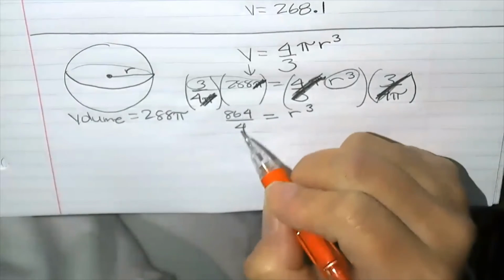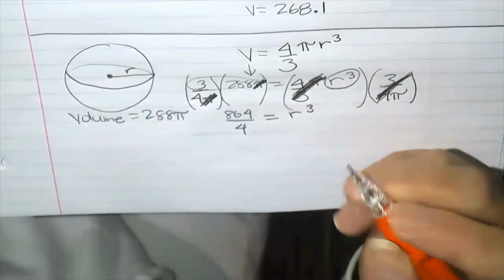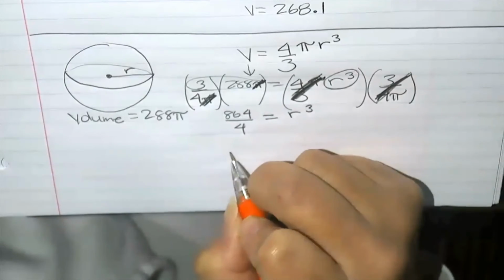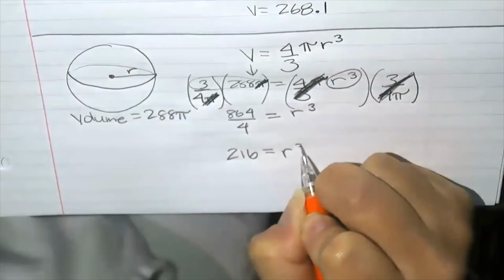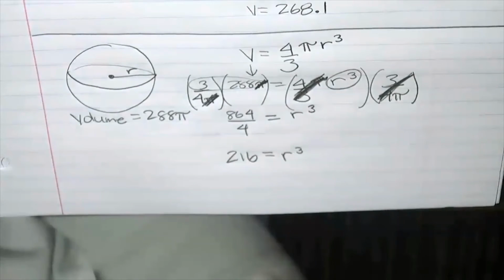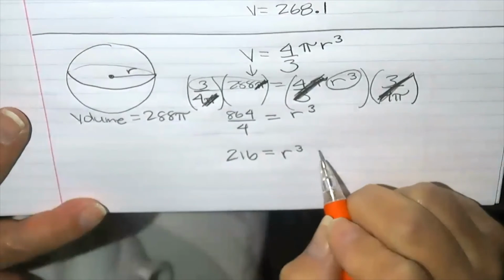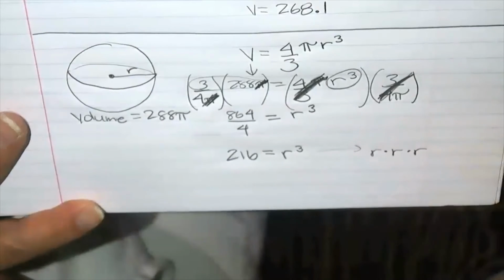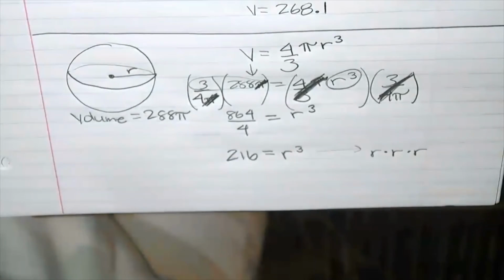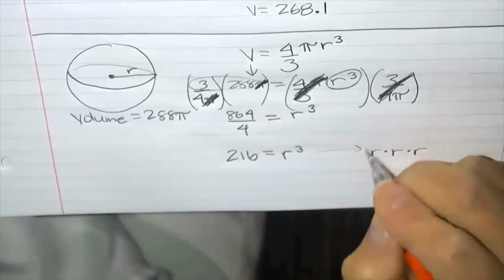So this is a division problem I can put into my calculator. 864 divided by 4 is 216 equals r cubed. Now this r cubed means r times r times r. I don't want to know what the 3 r's are. I want to know what 1 is.